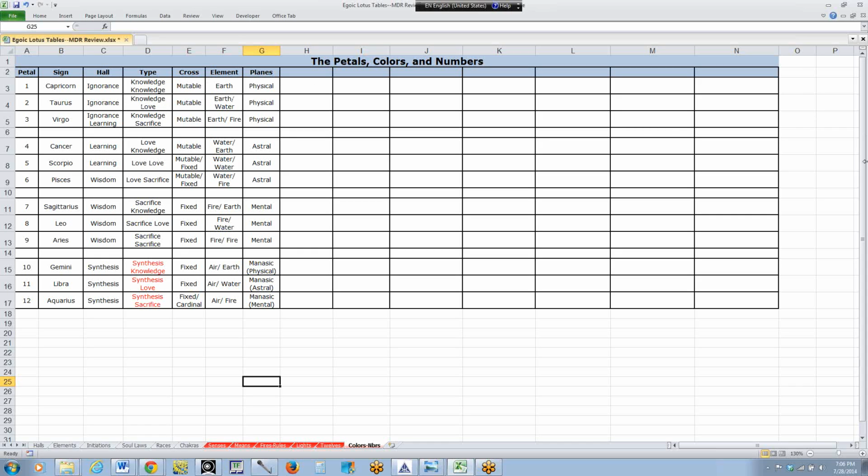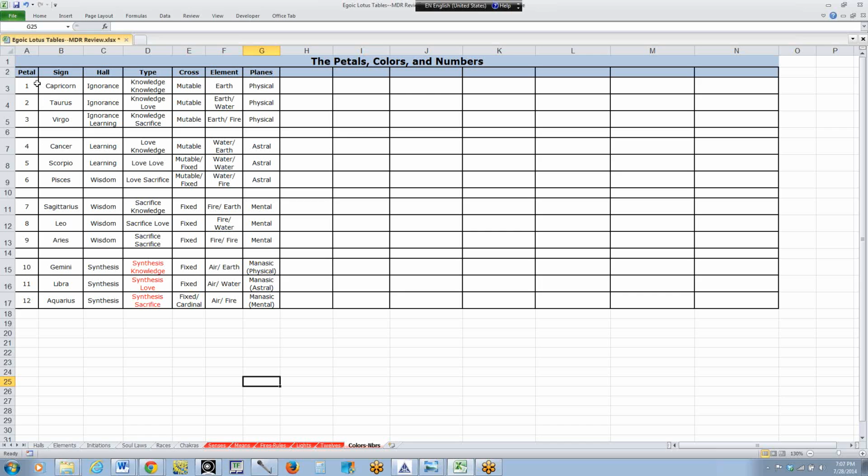I'm not quite sure where this leads, because we have done the color correlations. Basically, we have. We've done the crosses. We've done the halls and the different signs. Now, bear in mind that these elemental assignments here, earth to the knowledge petals, water to the love petals, fire to the sacrifice petals, air to the synthesis petals, these are important, but they're not the only ones. Remember the progressive assignments, both counterclockwise and clockwise. And so let's just say that the colors are scattered in various places. All the different colors are given.